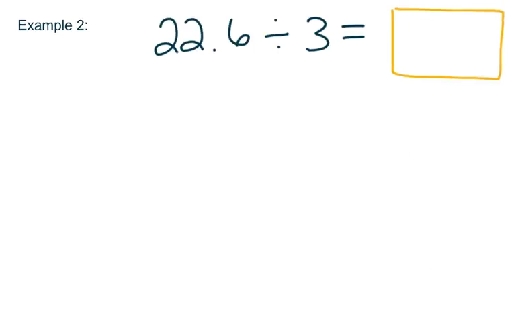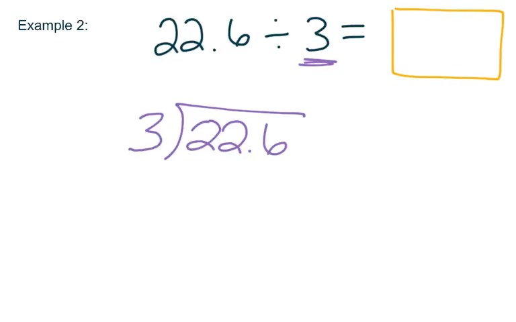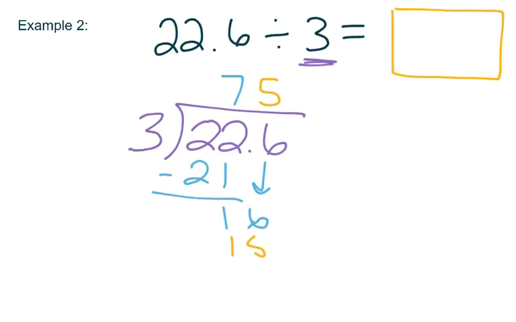If I look at my second example, I have 22.6 divided by 3. Because my divisor is already a whole number, I don't have to worry about moving the decimal point. So I'm just going to go ahead and set up my problem. I have 22.6 inside my house and 3 is outside my house, and I'm going to go ahead and solve. 3 can't go into 2, but it can go into 22 7 times, which gets us to 21. I have a remainder of 1, and I bring down my 6. 3 can go into 16 5 times. So I'm going to put a 5 above my 6 and have 15. Subtract again, I get a 1.